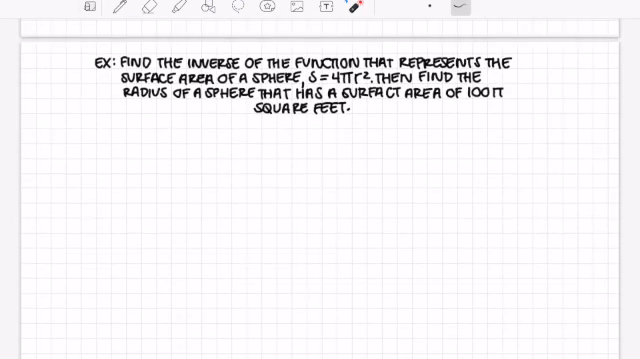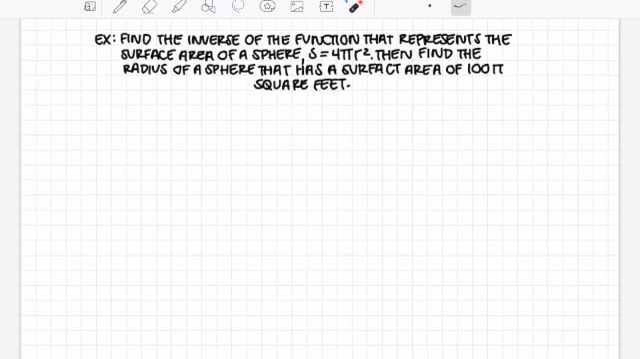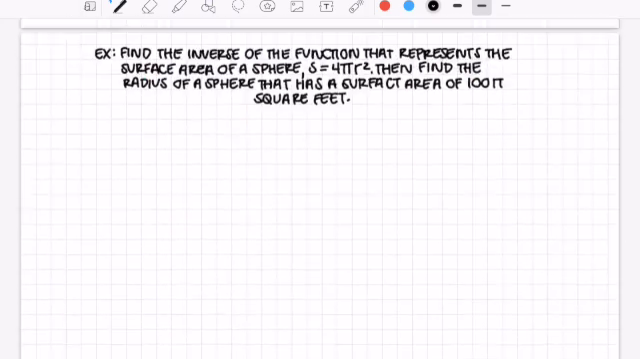Okay, so now that we found the inverse of a few functions, let's try it out as a multi-step problem. So, the question here asks us to find the inverse of a function that represents the surface area of a sphere. We have the formula of the sphere as S equaling 4 times pi times r to the power 2. Then we want to find the radius of the sphere that has a surface area of 100 times pi square feet.